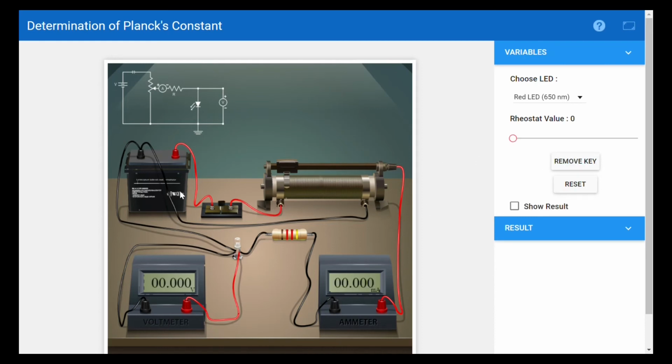Now we can all see that our circuit is connected properly, as we are getting the readings on the voltmeter and ammeter. And we have five kinds of LEDs here, which we can vary and find the value of turn on voltage, or the minimum voltage after which the LED starts glowing.